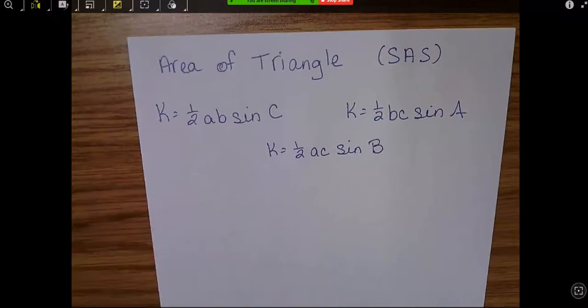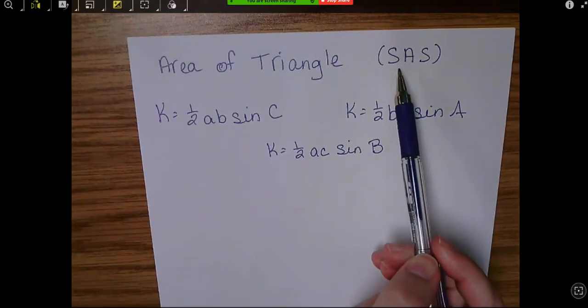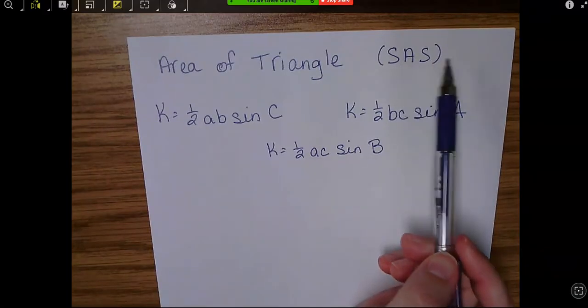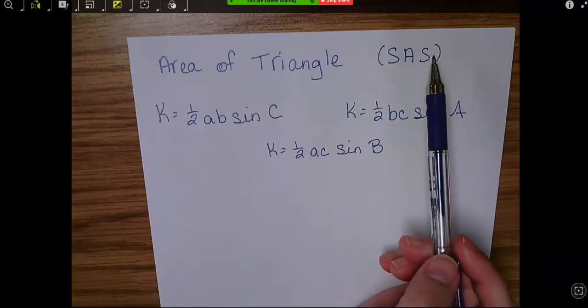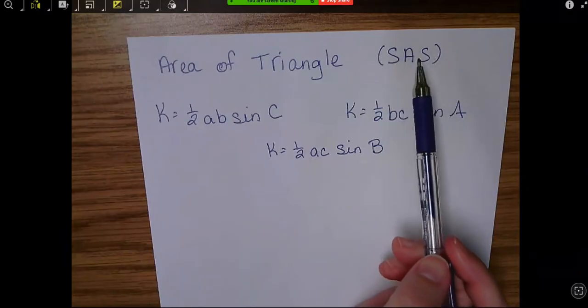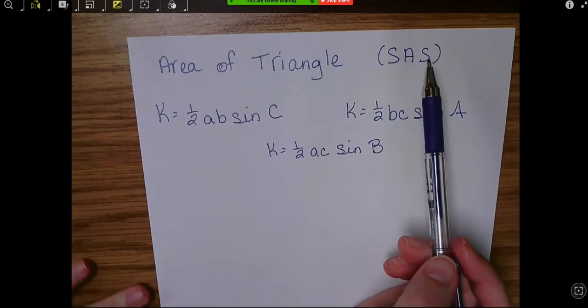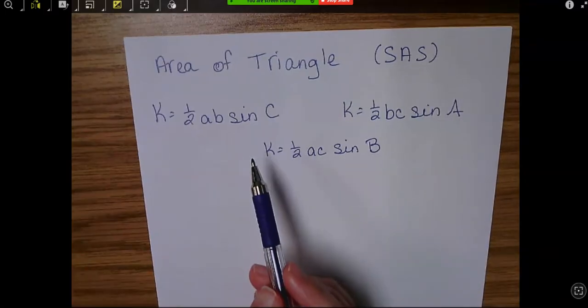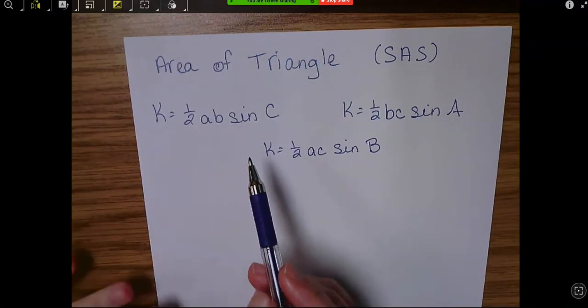Guys, so today what we're going to learn is the area of a triangle, okay? Now coming back from geometry, we're looking for something with a side, angle, side. And remember that side, angle, side, they're all touching, okay? There are three formulas. You really only need to know one, okay?